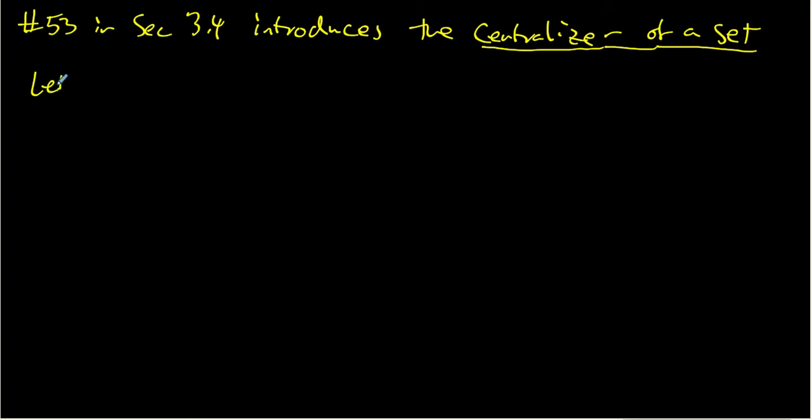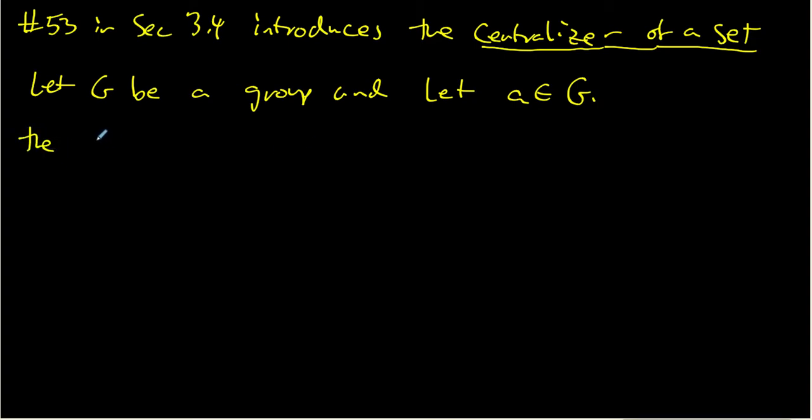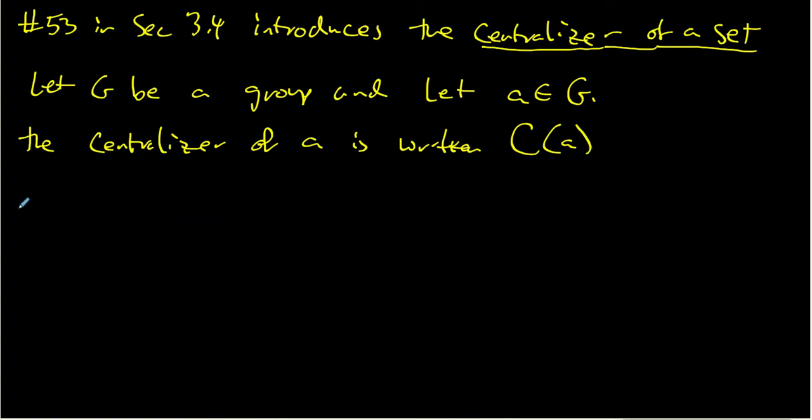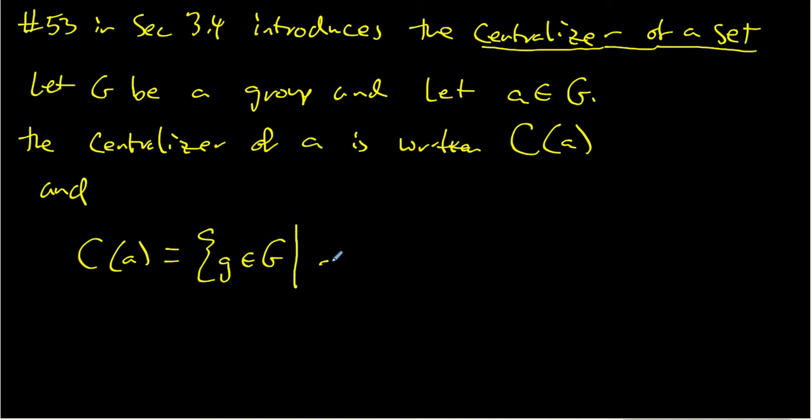So let's let G be a group. And we're going to let A be any element inside of G. The centralizer of A is going to be written as capital C parenthesis little a. That's the centralizer of A. And we're going to define the centralizer of A to be every guy inside the group such that A commutes with that particular element.